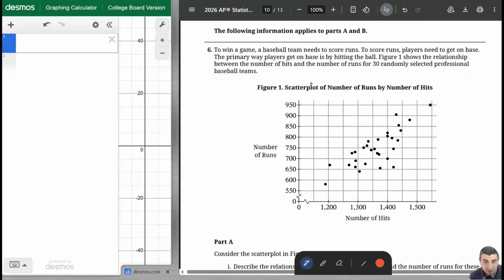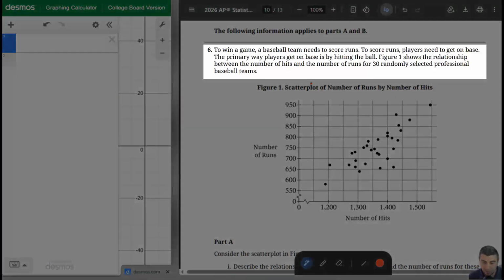Number 6, the dreaded investigative task. I'm going to actually read through this one to get the full context. To win a game, a baseball team needs to score runs. To score runs, players need to get on base. The primary way players get on base is by hitting the ball.